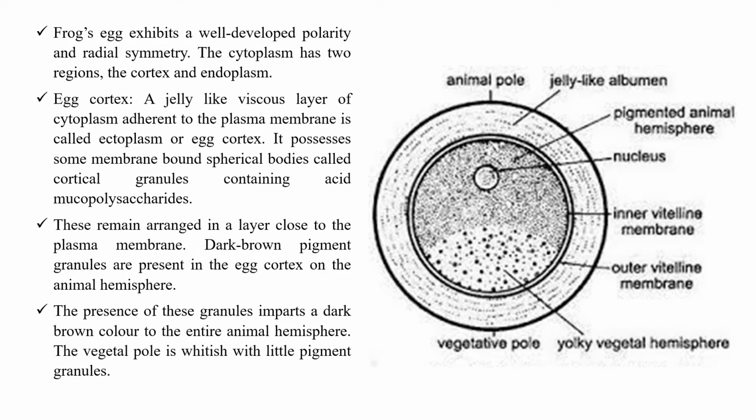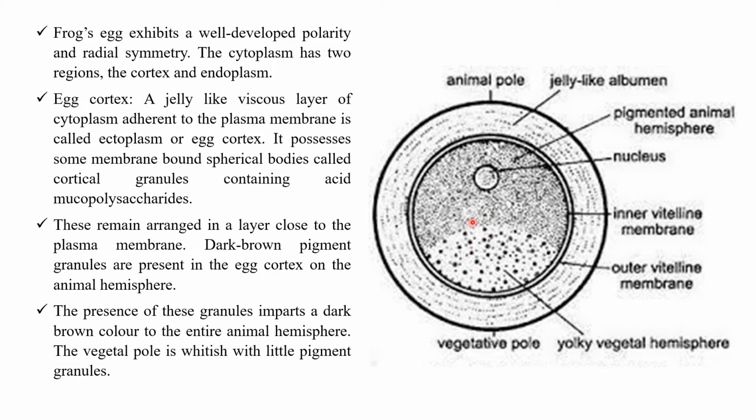The frog's egg exhibits a well-developed polarity and radial symmetry. The cytoplasm has two regions, the cortex and the endoplasm. So if you look at the ovum of the frog, it exhibits radial symmetry, and the cytoplasm of the ovum of the frog is composed of two regions, the outermost cortex and the innermost endoplasm.